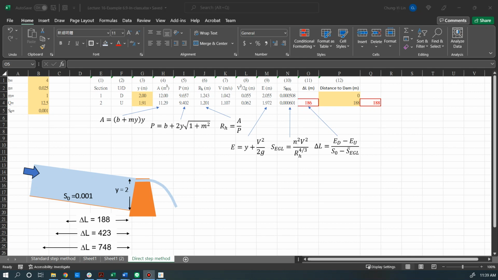But this time, because this is called the direct method, we don't really need to go through the trial and error process. If you fill in all those cells with the corresponding equations as I show on the screen, you can calculate this delta L using the equation down here. Delta L is equal to ED minus EU over the slope minus the average slope of the energy line.